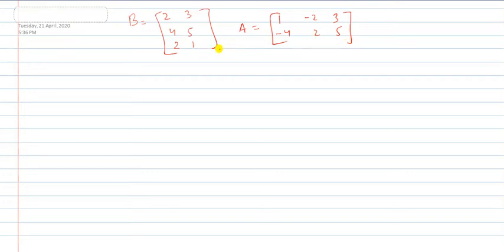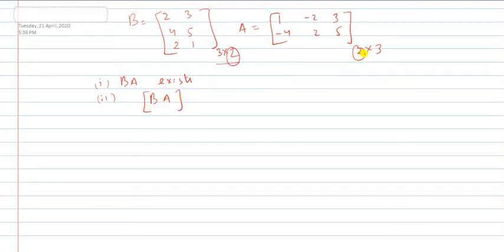Now look at the order of this. This is 3 cross 2 and again this is 2 cross 3. So here this is 2 and this is 2. So I can write simply BA exists. And this is number 1. Number 2 will be, what will be the order of BA? I think you can answer this.